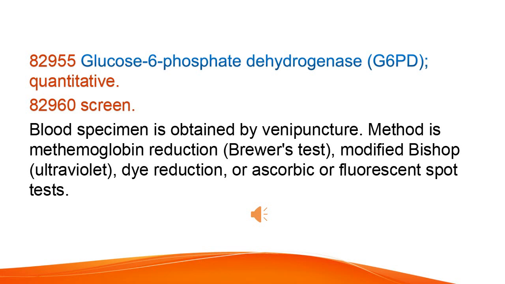Glucose-6-phosphate dehydrogenase, G6PD, quantitative. 82960 screen. Blood specimen is obtained by venipuncture. Method is methemoglobin reduction, Brewer's test, modified Bishop, ultraviolet, dye reduction, or ascorbic or fluorescent spot tests.